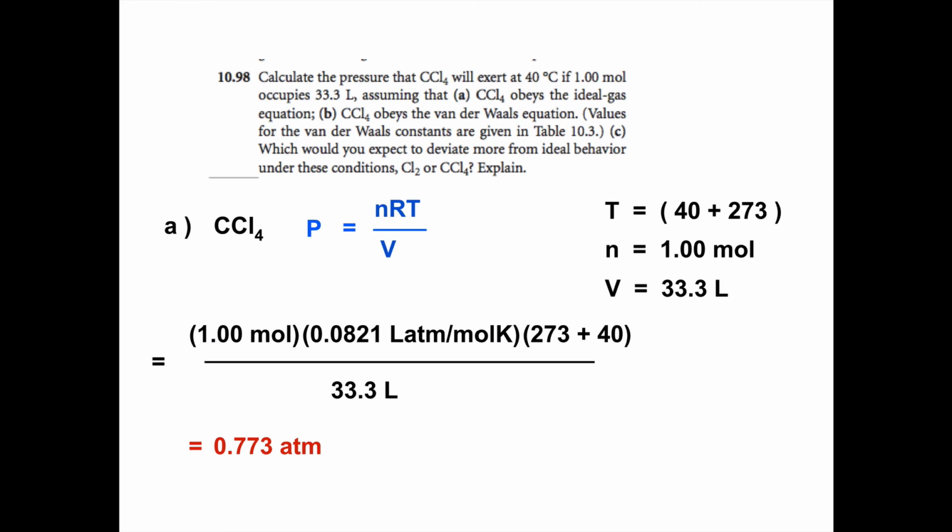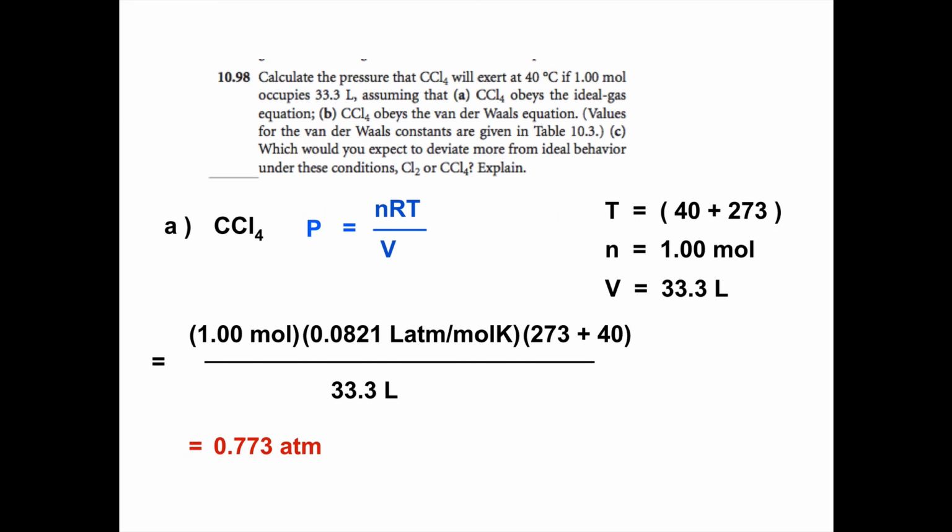Calculate the pressure that tetrachloromethane will exert at 40 degrees Celsius, 1 mole of gas occupying 33.3 liters. Okay, so we plug it in, right? PV equals nRT. We get how this gas would behave under ideal conditions.